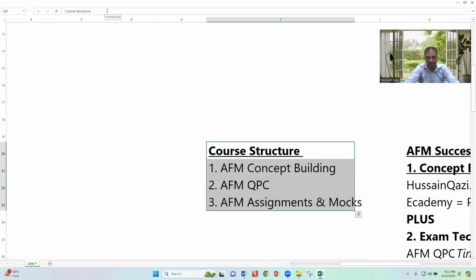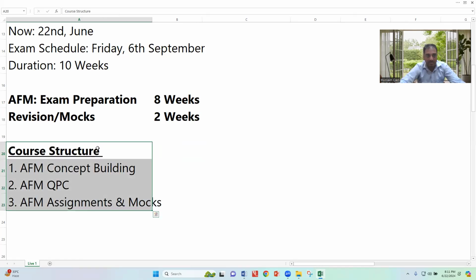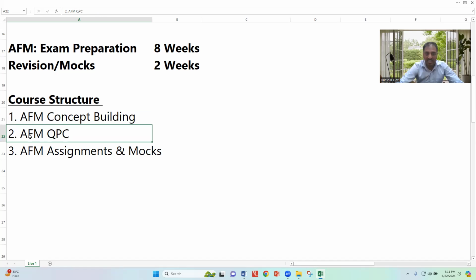Number two, the course execution. How will the course execute? Students, a very important point. The course structure, or the course execution, is based on three parts. Of course, the coverage of this course is a collective effort by me and you, and this collective effort is based on three components. Number one, AFM concept building. Number two, AFM question practice course. And number three, AFM assignments and mocks.